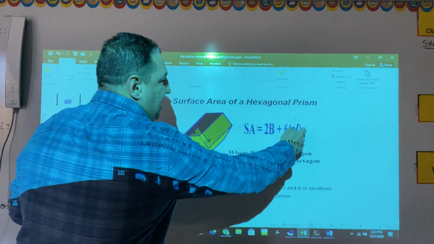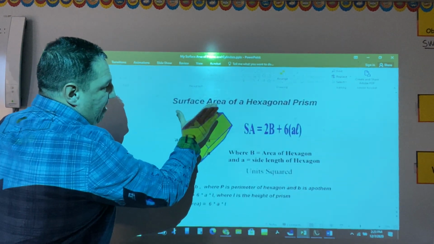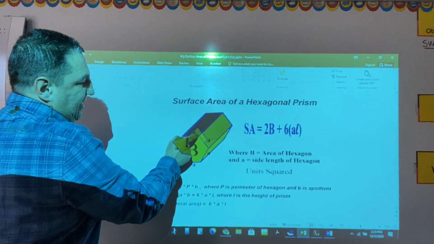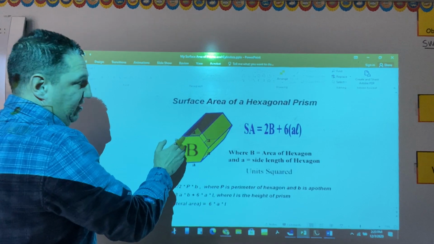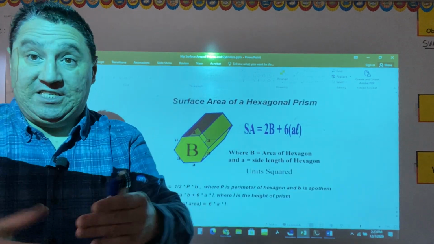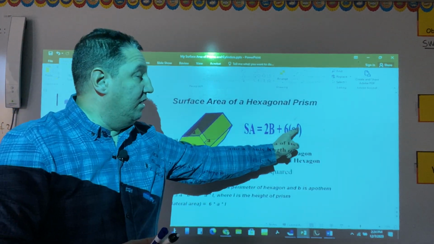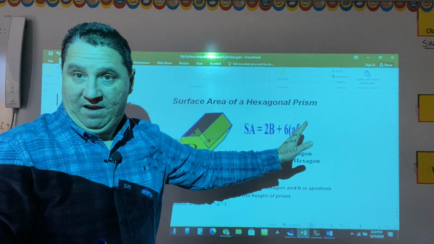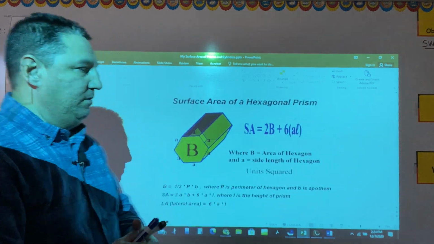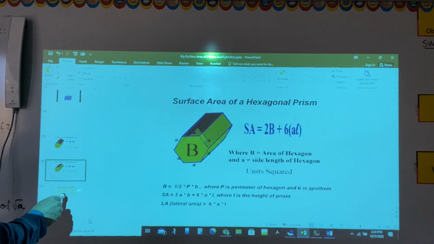Because this is a lateral surface, right? It is the sum of all faces between bases. Because you have 6 sides in a hexagon, you're gonna have 6 side faces, yeah? And they are identical, right? A times L, they have the area, right? We multiply by the number of faces. Good?